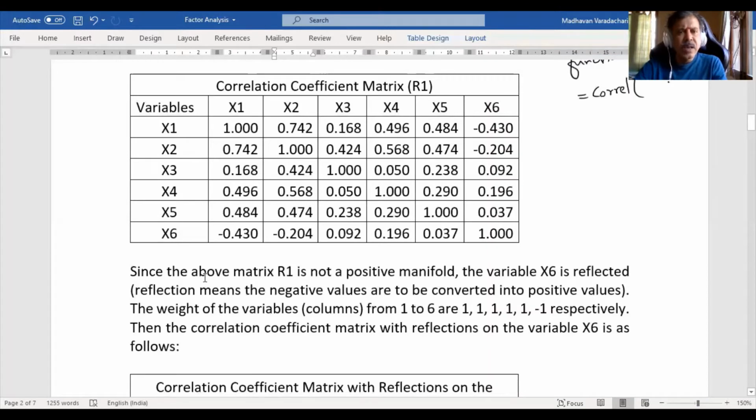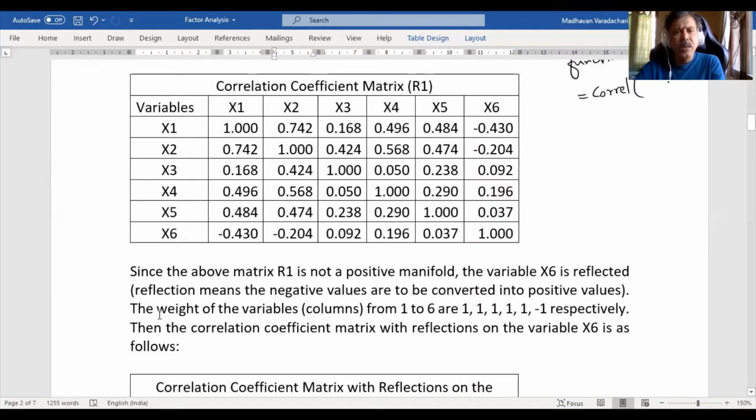That's why you say here, since the above matrix, we are calling this matrix R1, is not a positive manifold, means everything is not positive, the variable x6 is reflected. Reflection means the negative values are to be converted into positive values. If you look at where all negative values are occurring, here you may notice x6 is having, here also x6 is having, that means except for x6, the rest of the other elements are having positive correlation coefficients. So we say x6 is reflected, we will be reflecting it. Means we will be converting those negative values to positive values by considering the absolute values, means modulus of all those things.